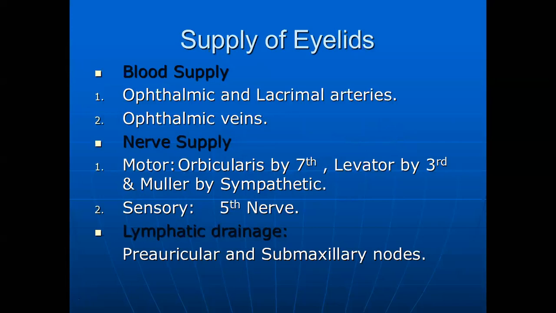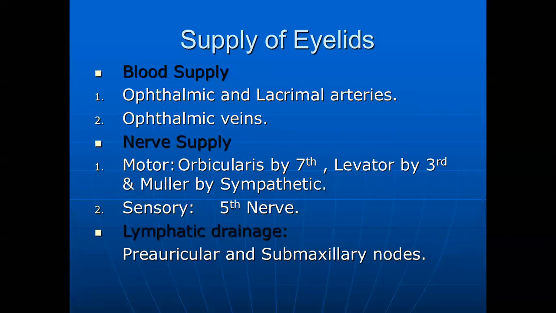Now, what are the supplies of the eyelids? The supplies mean the blood supply, nerve supply, and the lymphatic drainage. The blood supply of the eyelids is from the ophthalmic arteries and the lacrimal arteries, which are drained by the same veins. The sensory nerve supply to the eyelids is the trigeminal nerve, the fifth nerve. This is clinically important because when we discuss herpes zoster ophthalmicus, we will see that it is the fifth nerve that is involved. So remember that the fifth nerve is the sensory supply of the eyelid. It's not the motor supply.